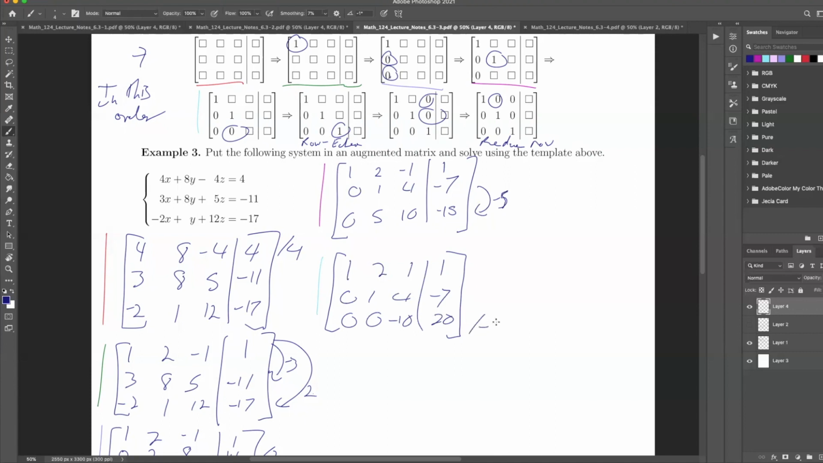Our next step is here. We make this a 1, so we divide by -10. So I have 1, 2, 1, 1, 0, 1, 4, -7, 0, 0, 1, -2. All I do is divide by -10. Anything multiplied by 0 is 0. So you can just skip everything; you don't need to worry about these. This is 0, this is 0, this is 0. Once it's 0, it's always 0 if you follow this order. Okay.